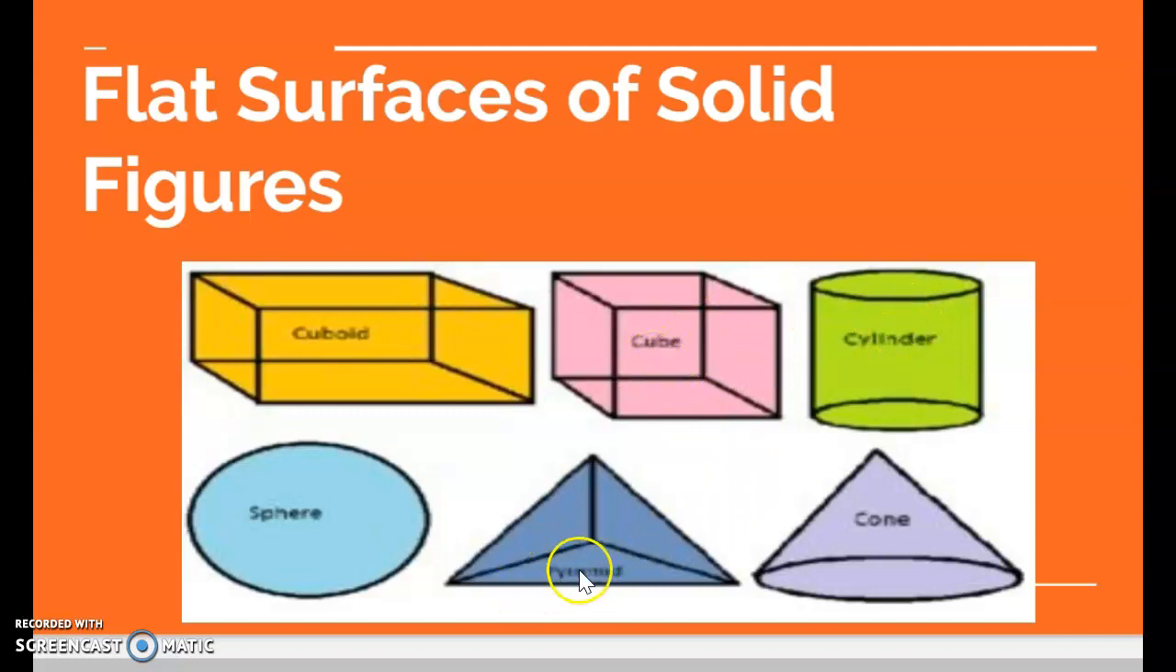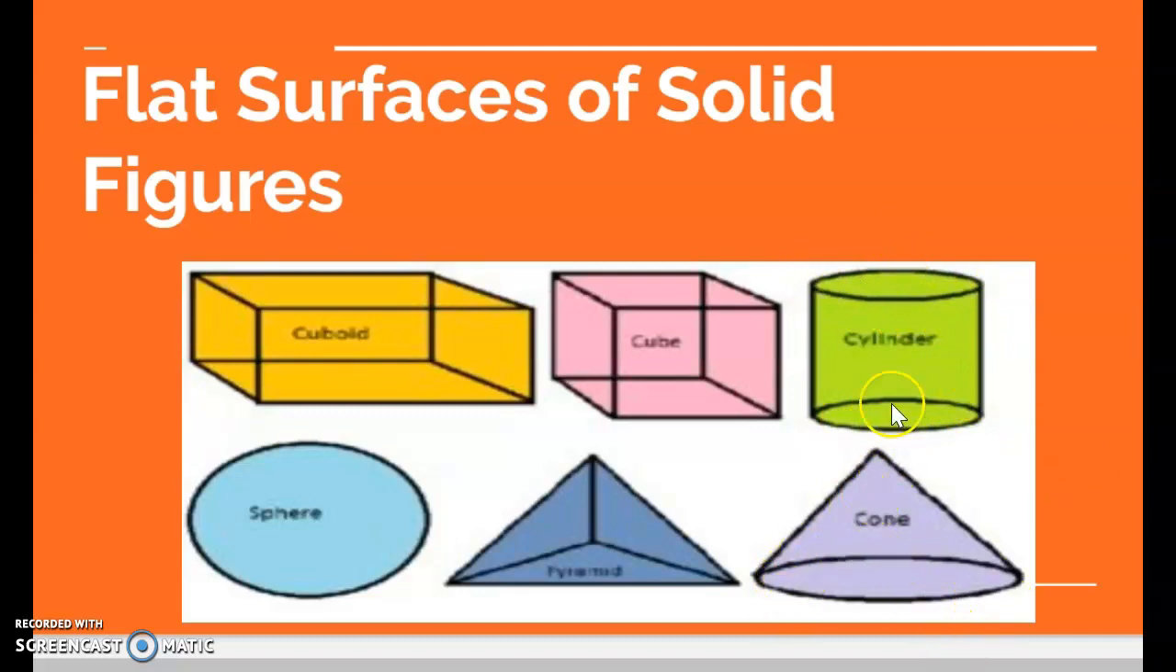If I look at this pyramid over here, what shape do you see on one of its flat surfaces? That's right. One of the flat surfaces, so one of the faces of this pyramid is a triangle. What about the cylinder? If I'm looking for a flat surface, what would my shape be? Do you guys see it? I see a circle. There's one circle here, and there's another circle here.